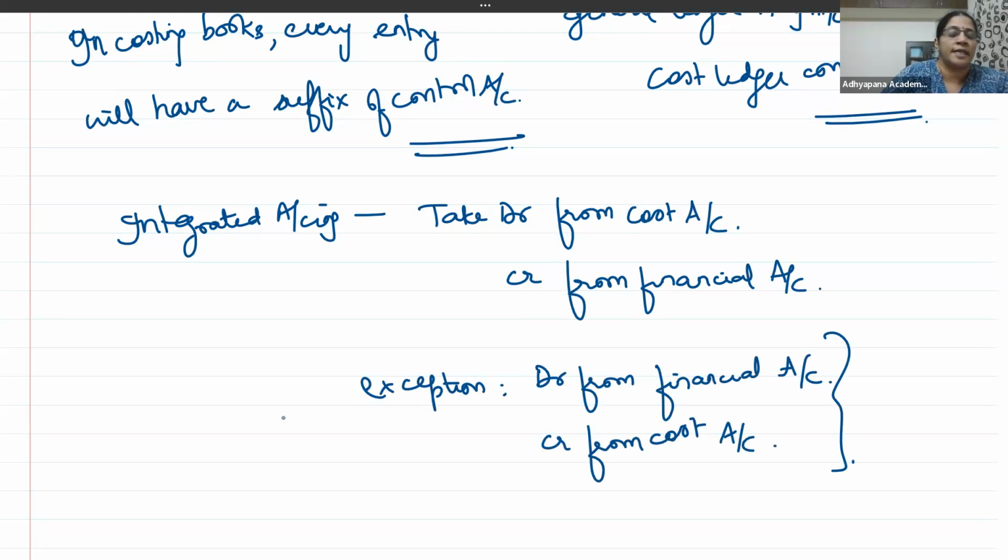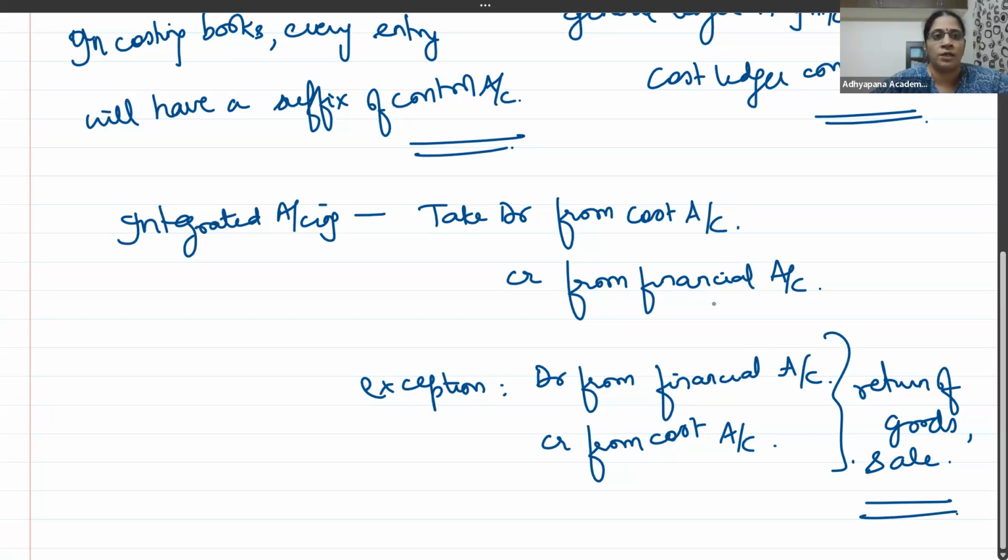So when will this exception apply? This will apply in case of return and for sale entry. In case of return of goods and in case of sale entry under integrated accounting, you will not take debit from cost and credit from financial. Instead, you will take debit from financial and credit from cost. Okay. So now let me explain those schemes of journal entries.